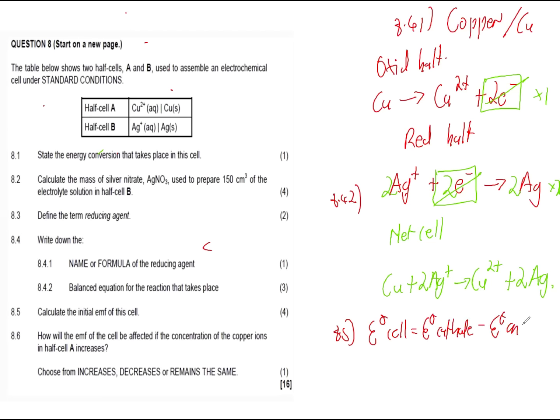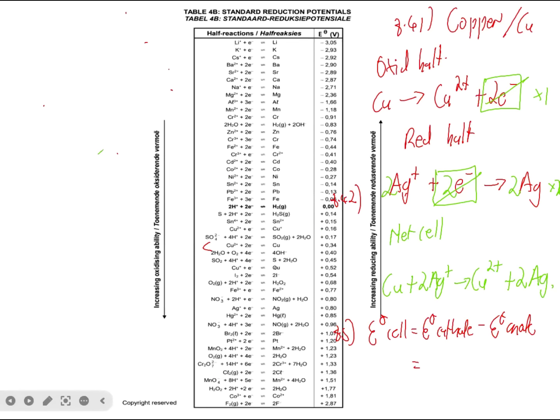minus E anode. The cathode is the silver. And what is the silver? The silver is 0.80, as we can see here. So 0.80. And then the anode is the copper, which is always the 0.34 there. So minus 0.34. And then 0.80 minus 0.34, that's 0.46 volts. Do not forget the SI unit. Hallelujah. Okay, so we are fine with that one.